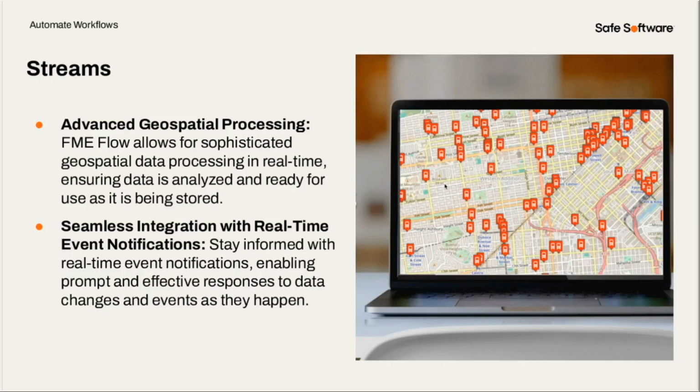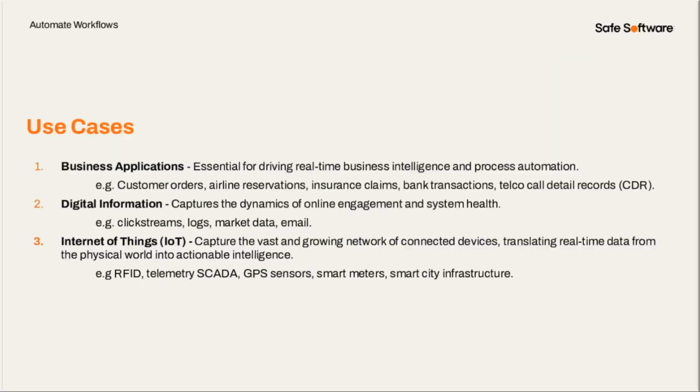We can also use real-time event notification. So let's say in a fleet tracking example, you're tracking a bunch of cars. You can set up a boundary, and if a car crosses that boundary, you can be notified right away. This is incredibly useful for managers or people concerned about where their fleets are. Some other use cases of streams, so we've seen it in cases where users want to manage their customer orders or their airline reservations, as well as GPS sensors or smart meters from a city. Basically anything that has a really high volume of data that you need to process right away.